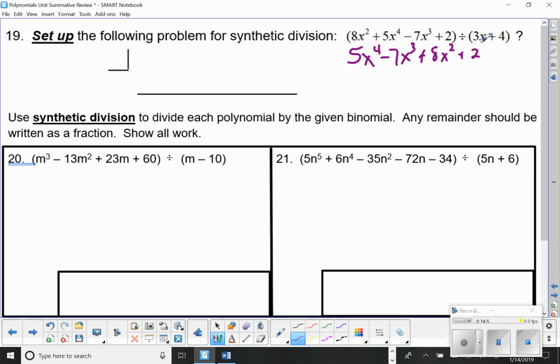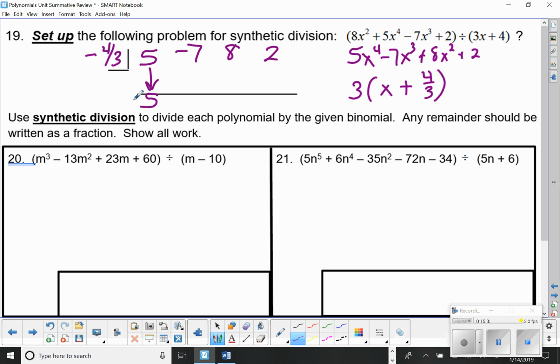Then 3x plus 4. I need this to be something so I can do 3x plus 4/3. Remember that I have to have a coefficient of 1. I don't have to worry about solving this. I just need the coefficient of 1. So this means that in the seat is going to be negative 4/3. I have to take the opposite of this. And then here I'm going to have 5, negative 7, 8, and 2. The 5 comes down. And then you would start working it.